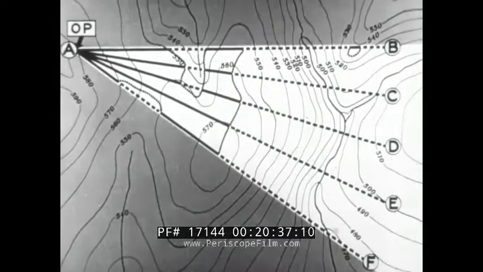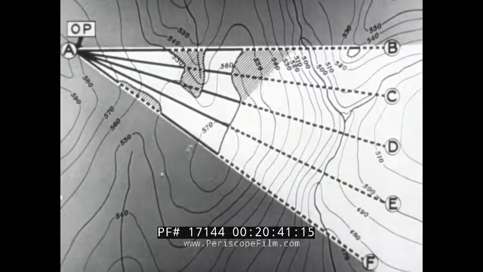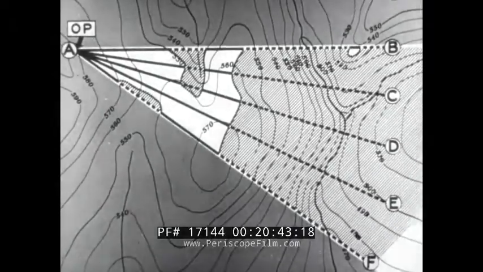It is now apparent that the shaded areas are invisible to the observer at A. The unshaded areas are visible.